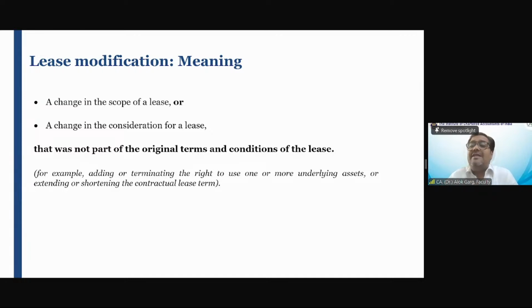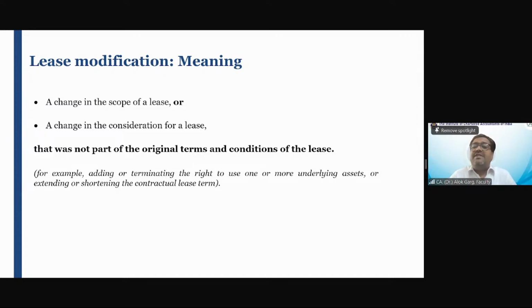Sir, then what is a lease modification? A lease modification means a change in the scope of the lease or a change in the consideration for a lease which did not form part of the original terms and conditions. Stephen, just hold for a minute, right? Try to understand this concept, then I'll answer your query also, okay?